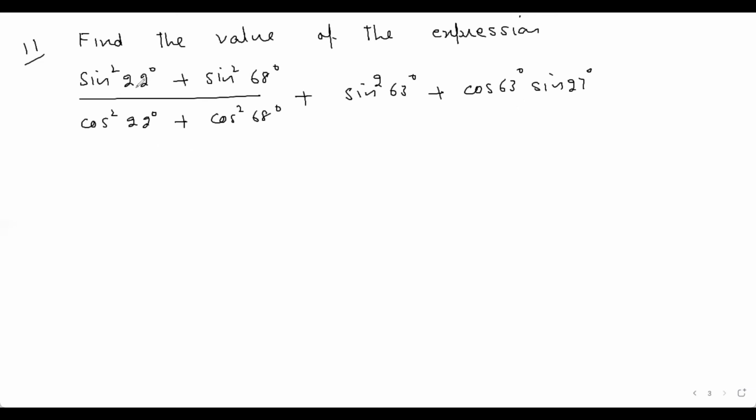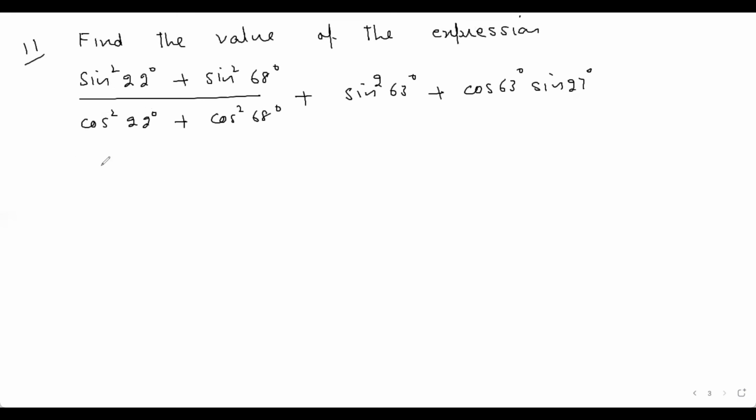Now 22 plus 68, that is 90. So change one of them. Similarly, change one of them. Then 63 degree and 27 degree. Sum of these two angles is 90 degree. You have to change one of them. Here you will change 27 degree. You won't change 63 degree. When I solve the sum, you will come to know why I have changed this.